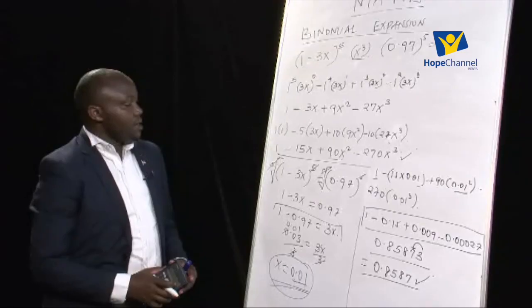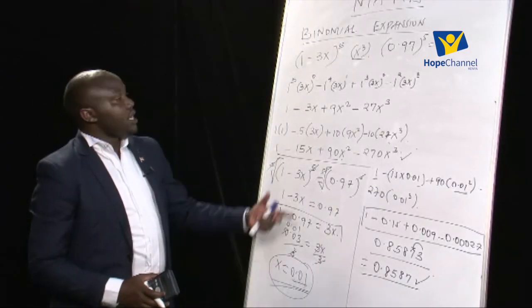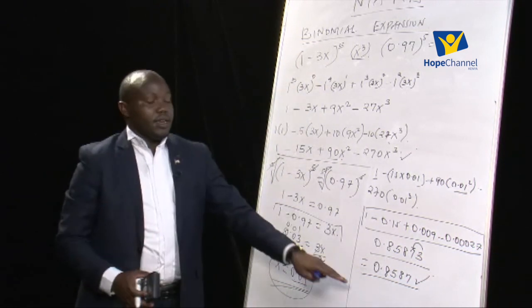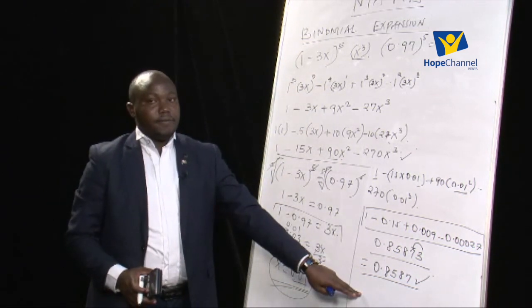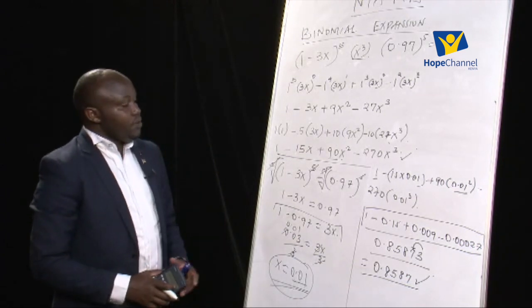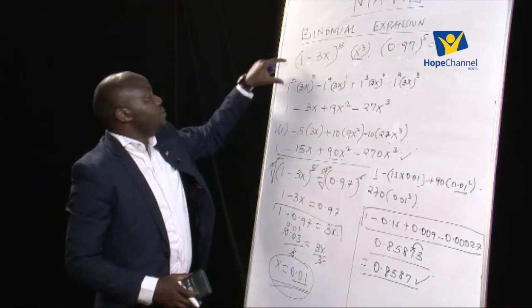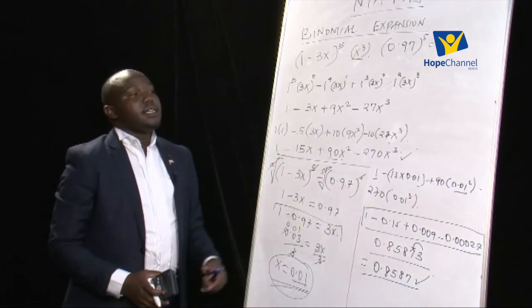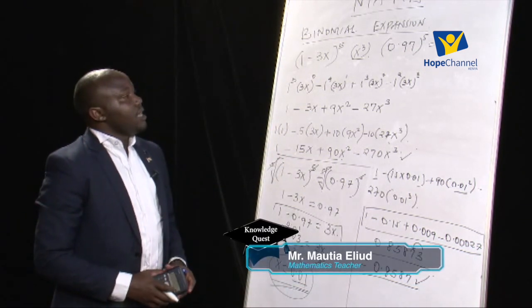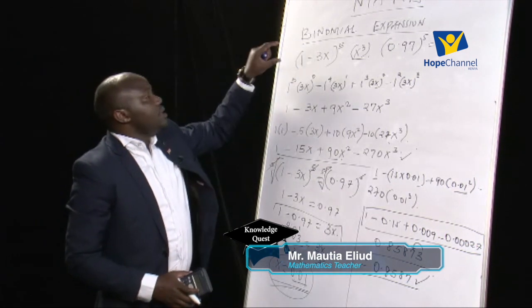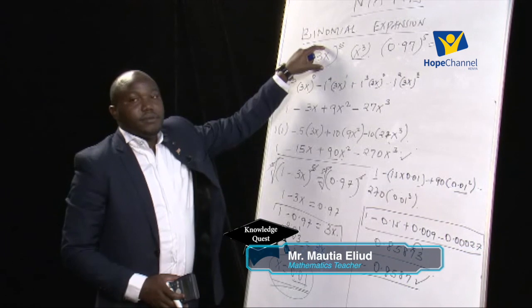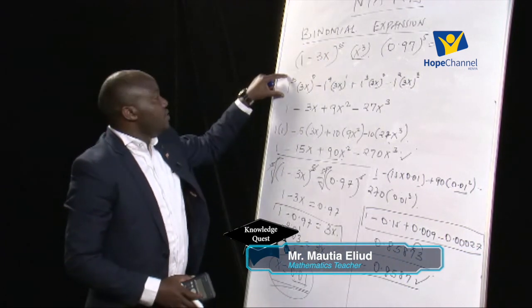Having said so, it is important that you understand the procedures from the word go to the very end. Very, very important, because if you can't understand how you move from one point to the other, you are going to get lost in between the lines. Are you together? I just said if you're given such an example, the first term starts from the power given to 0. The second term starts from 0 to the power given.